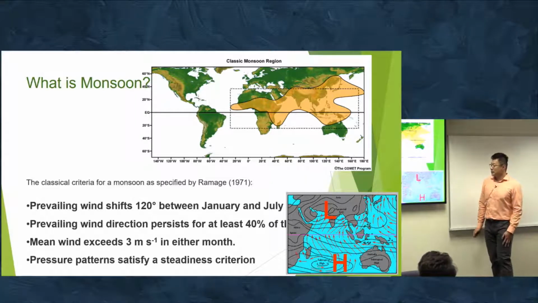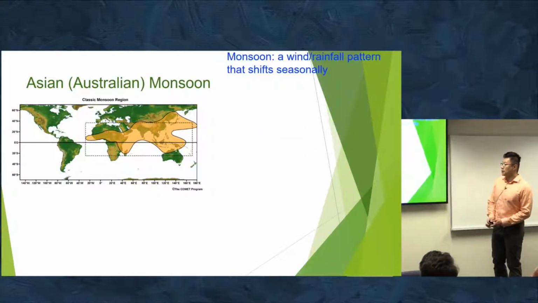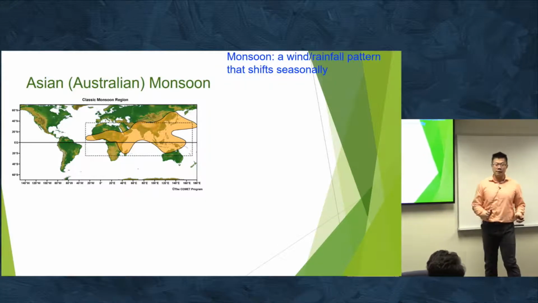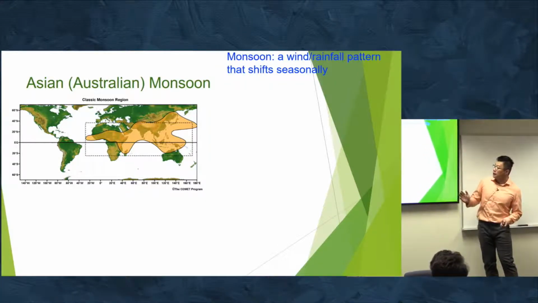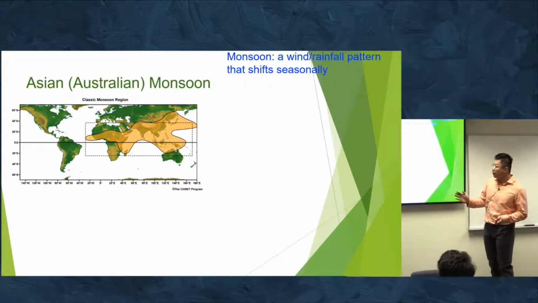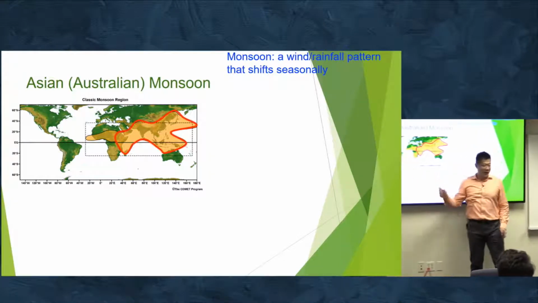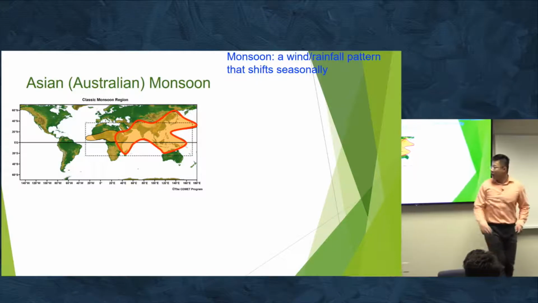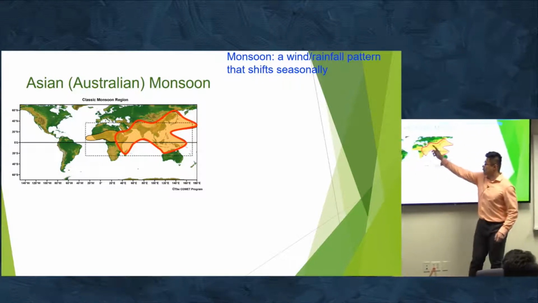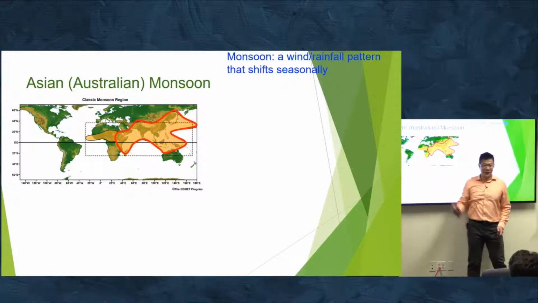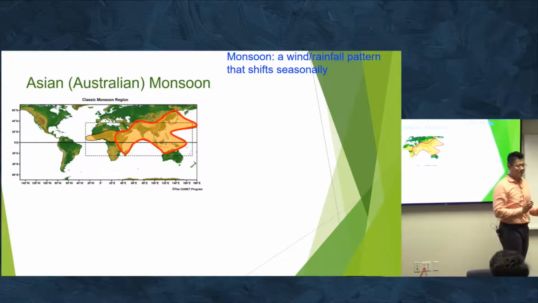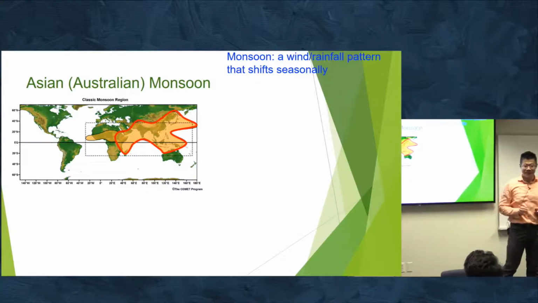Okay, good. Next, I will talk about the different monsoon regions in Asia. The first is what we call the Asia-Australia monsoon. It covers these regions. Here I also have a question for you. Why did I circle only this region instead of all of them? Do you have any ideas? Anyone? Give a guess.